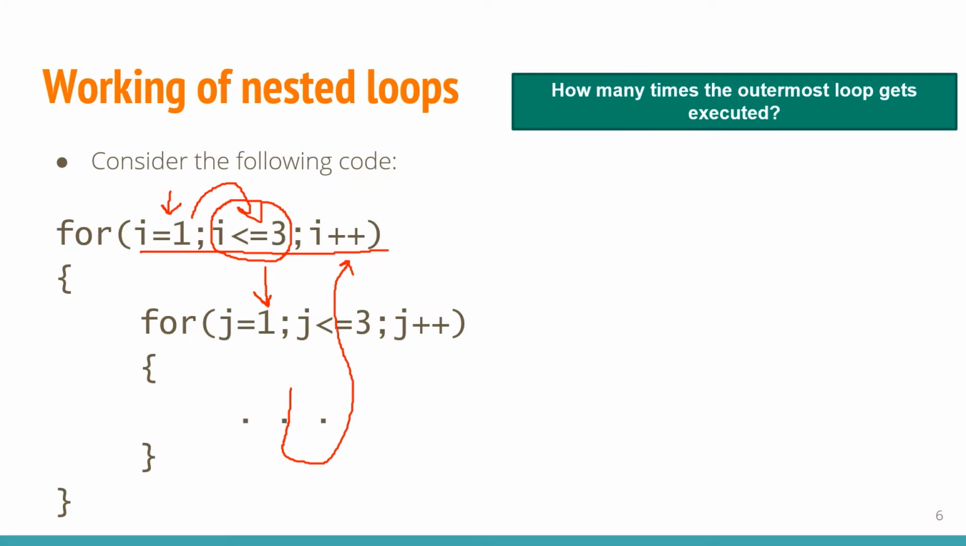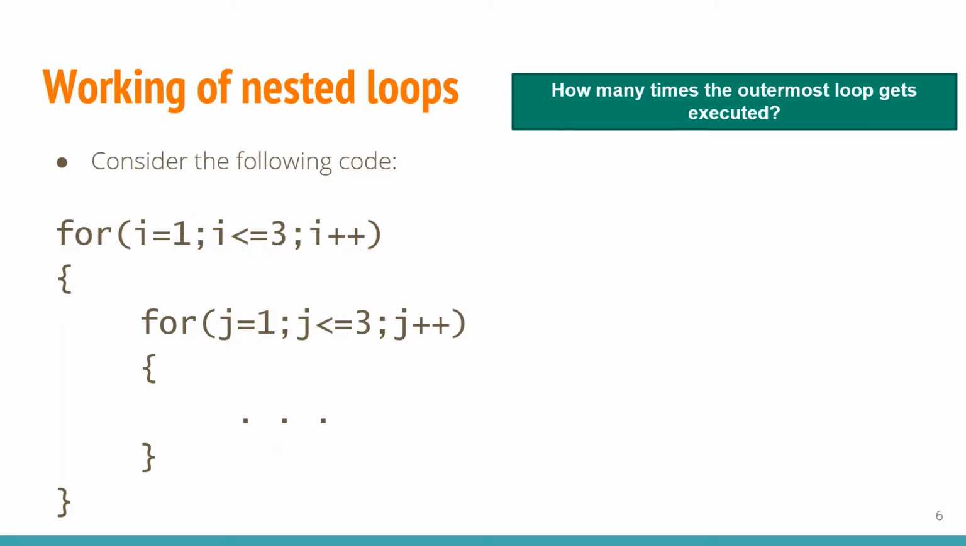Now it will check whether 2 less than or equal to 3 becomes true, again executes the body of the loop, then increments the initialized variable, i becomes 3, so 3 less than or equal to 3, which is again true, again executes the body of the loop. This time i becomes 4, so 4 is not less than or equal to 3, it comes out.